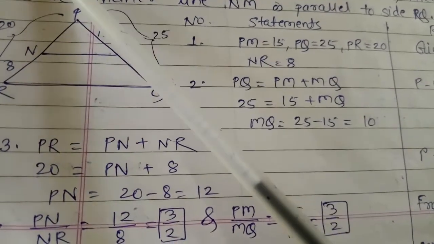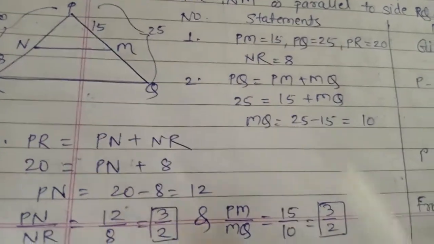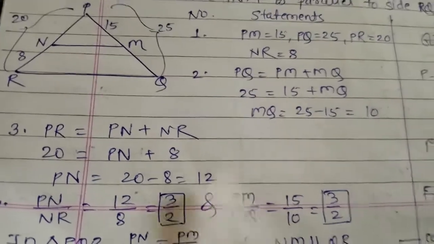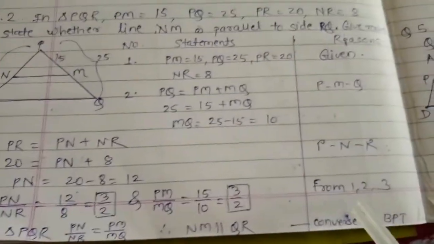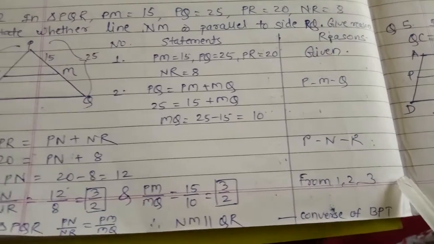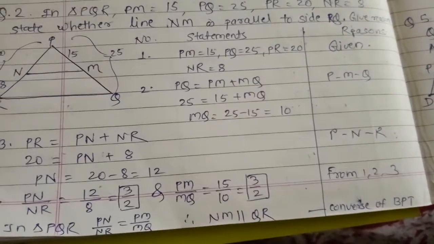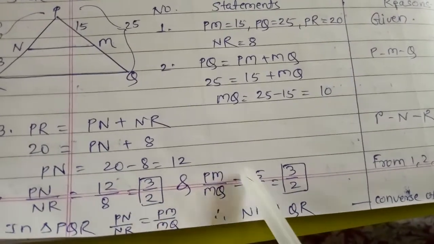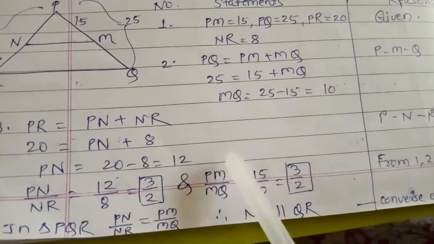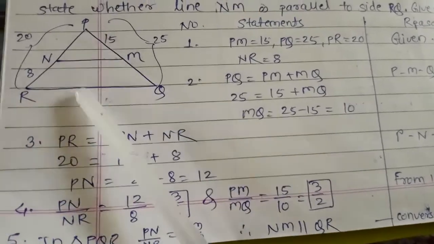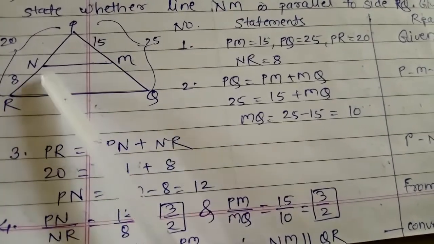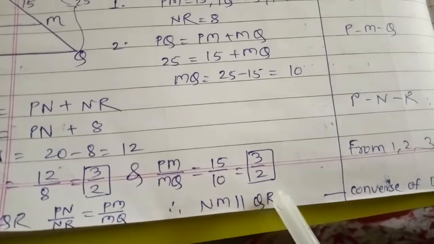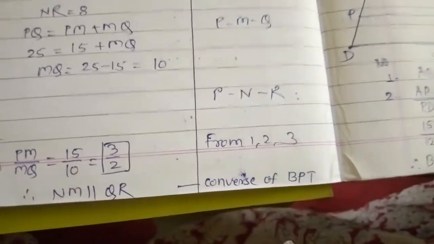Similarly, we find the value of PM upon MQ, which is 15 upon 10, that is also 3/2. We get these values from statements 1, 2 and 3, so the reason is from 1, 2 and 3. Now since these answers are the same, these ratios are also the same. So PN upon NR is equal to PM upon MQ. And so by the converse of BPT, we can easily say that NM is parallel to QR by the converse of BPT.